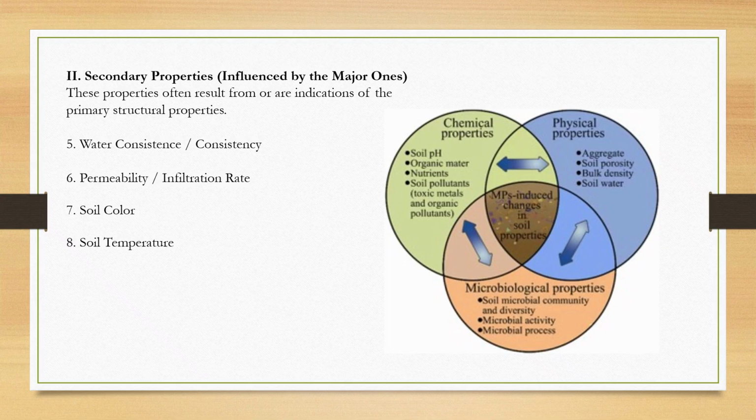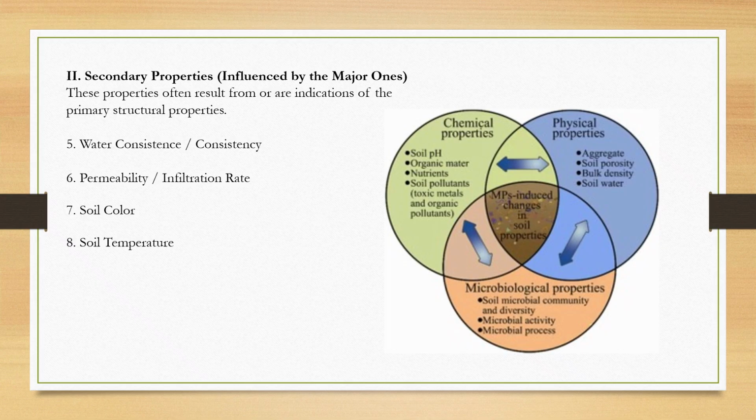The next property is temperature. Soil temperature means the temperature of the soil at a specific depth. It controls seed germination, root development, and the activity of the beneficial soil microorganisms.